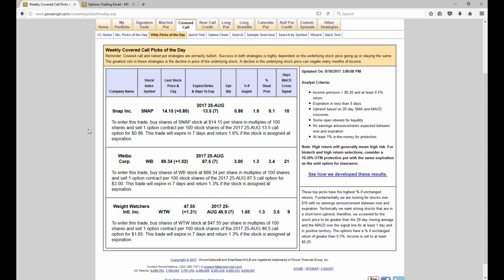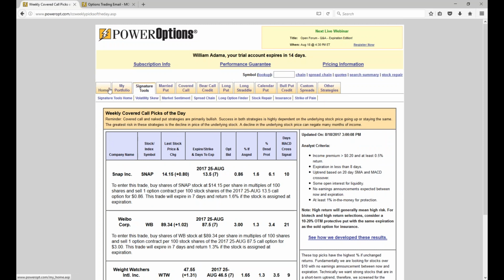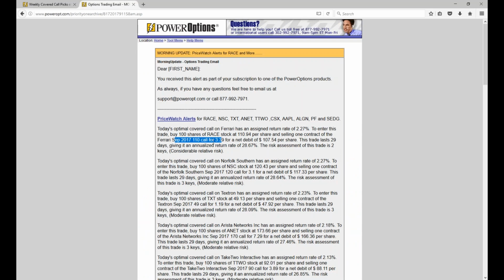But the top 3 was around 140% over the last 2-year period. So I have confidence in these. I'm not saying I don't have confidence in the PriceWatch Alerts, but I don't track them. Ernie and I tested these, and this is where our focus is, that we go with confidence for the covered calls instead of the morning updates.